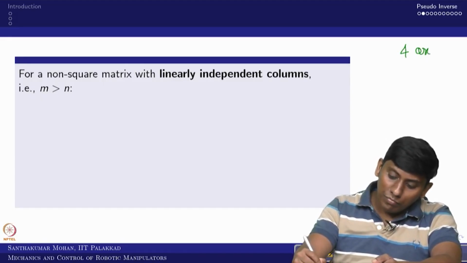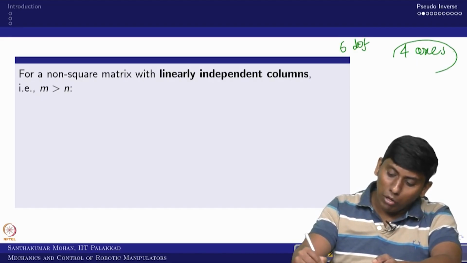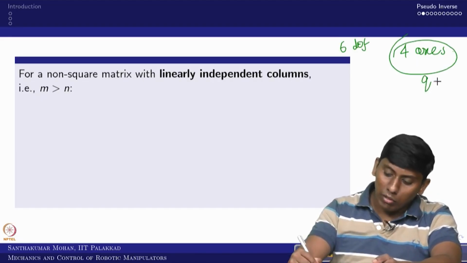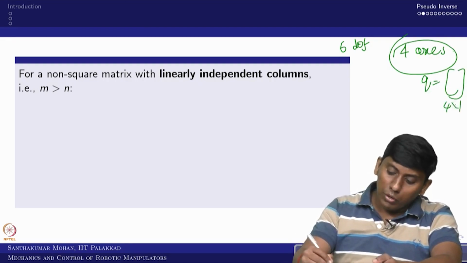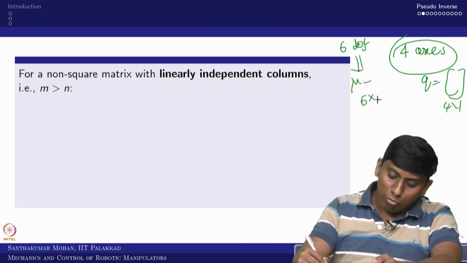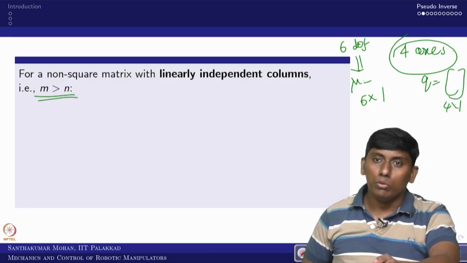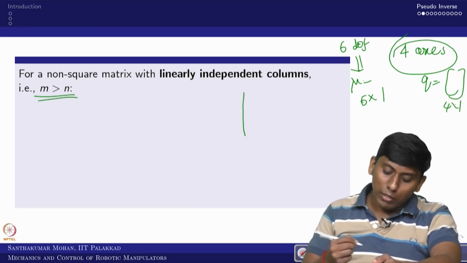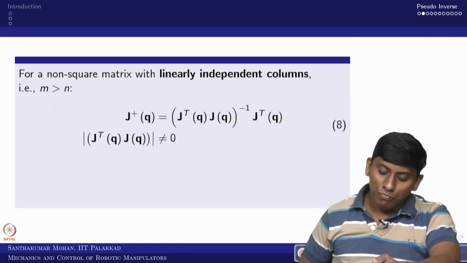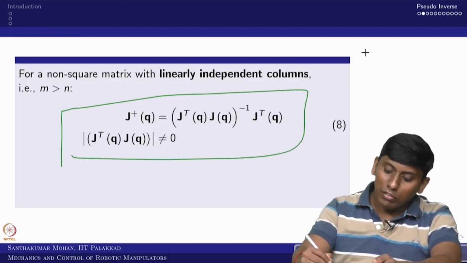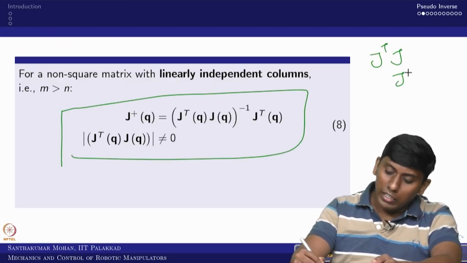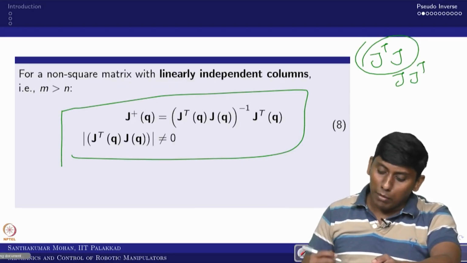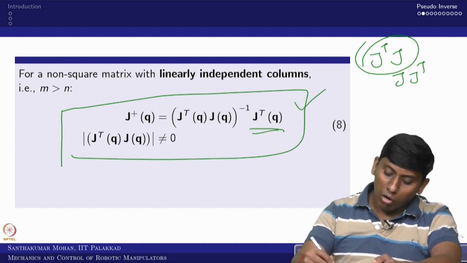But if M is greater than N, in the sense you have only 4 axes, but a spatial, 6D system, so Q has only 4 entries, but mu is 6 cross 1. Then you have 6 equations but 4 unknowns, so it is over specified. Then what you can do is the left inverse, where we have a square matrix J transpose J. We take J transpose J, take its inverse and multiply with J transpose. This is what you call the left inverse.